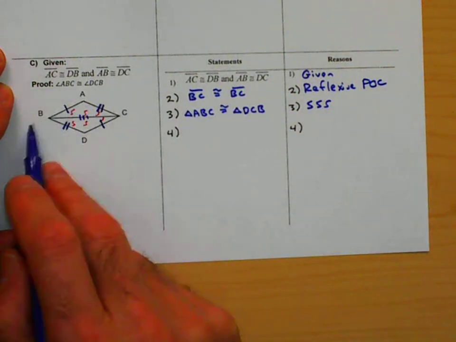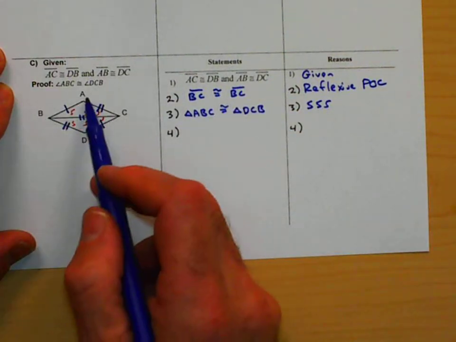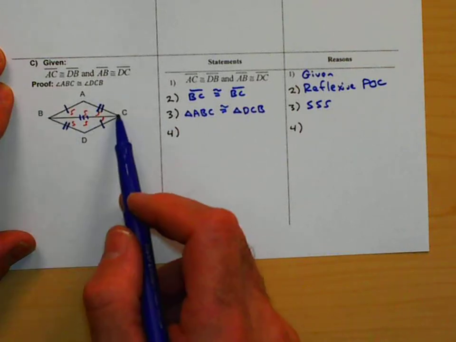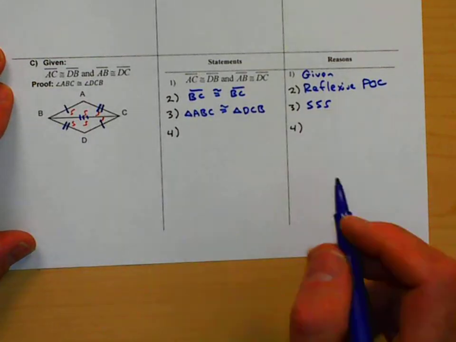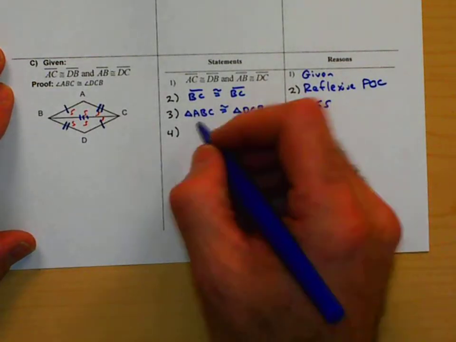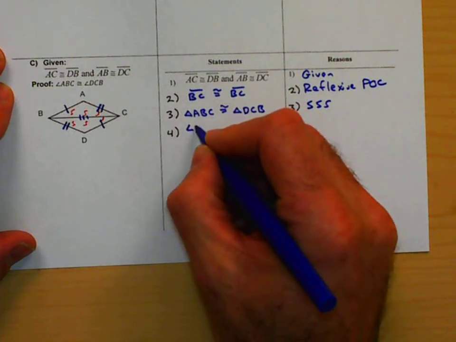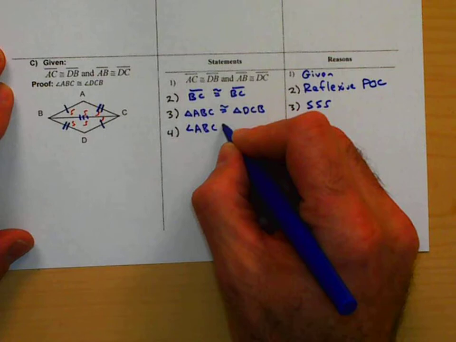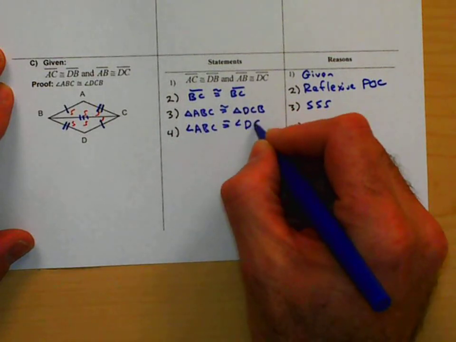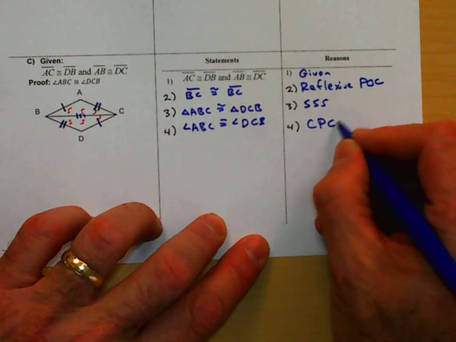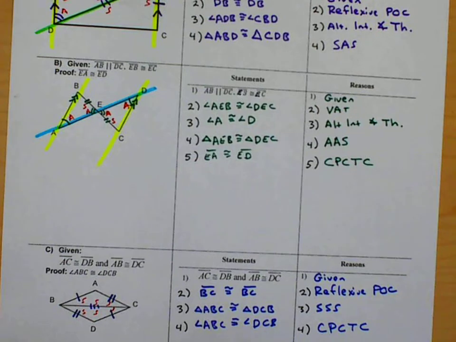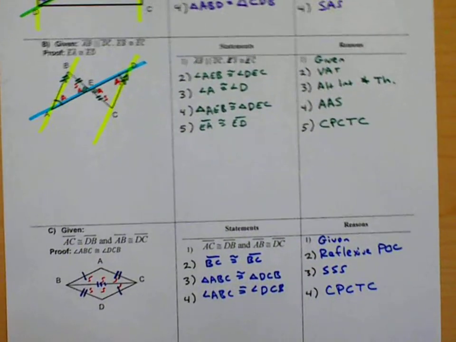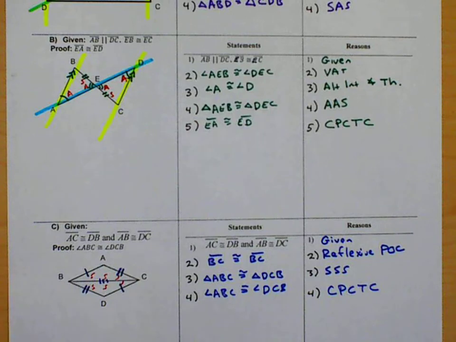Notice I go down that one. I'm very confident these are matching up. One tick, two ticks. And one tick, three tick, one tick, three tick. It works. Once I have that, now I can say that the angles, corresponding angles, ABC is going to correspond to angle DCB by corresponding parts of congruent triangles are congruent. And these are the two that dealt with corresponding parts of congruent triangles are congruent.